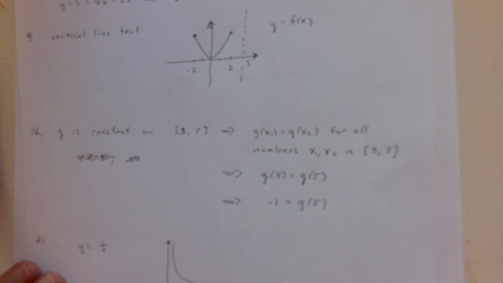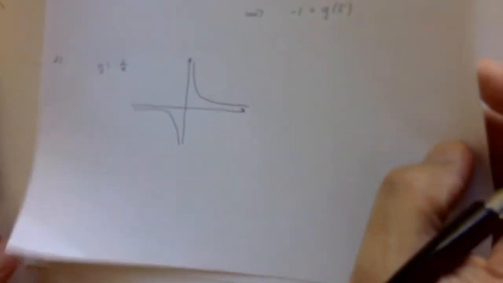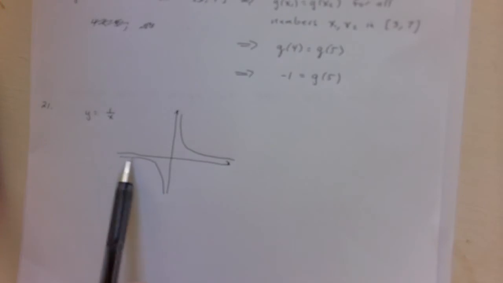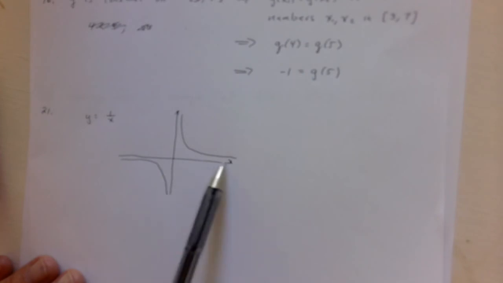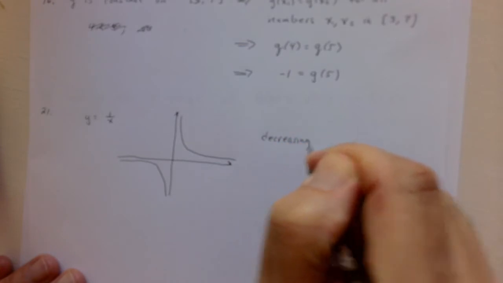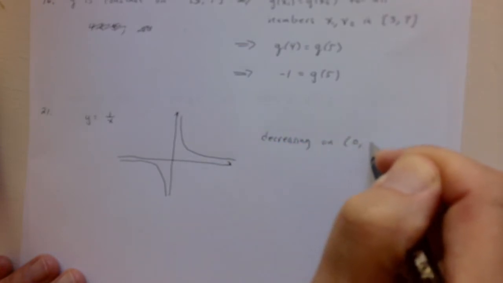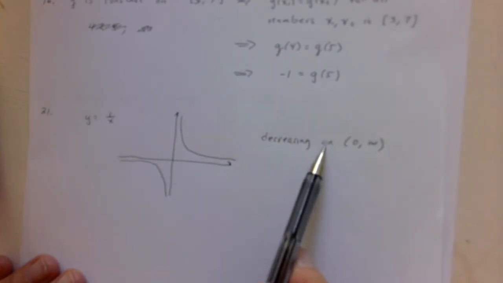We already know that g of 4 is negative 1, so we get that g of 5 is negative 1. The next one is problem 21. We've talked about this before in some of the videos and on a quiz. We can see that this graph is clearly decreasing from here to here and from here to here. What do we mean from here to here? Well, the interval is from 0 to infinity. So this is decreasing on 0 to infinity.